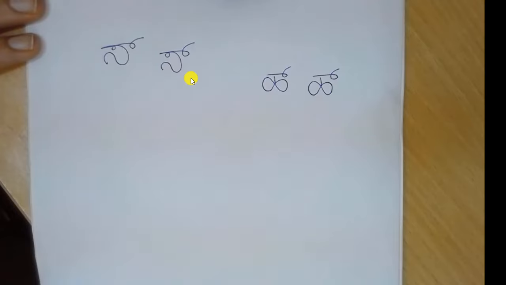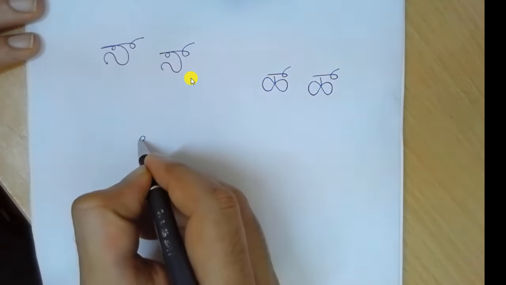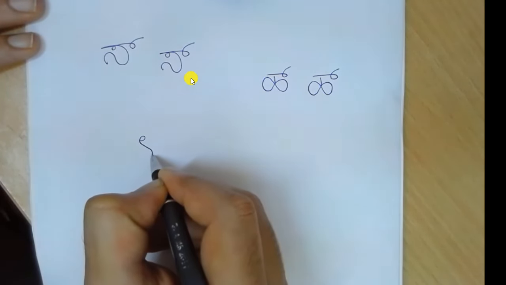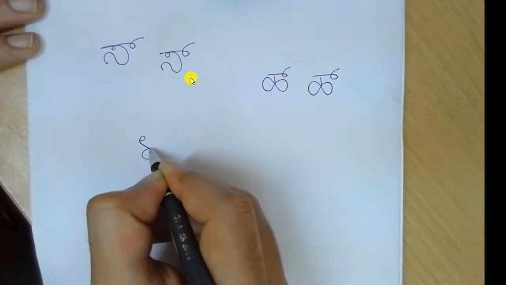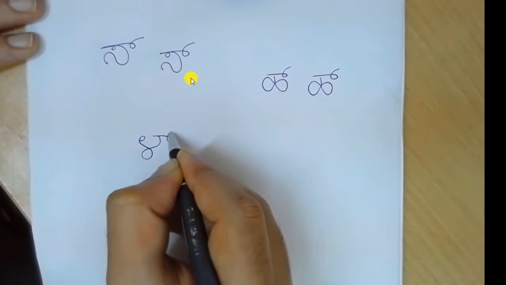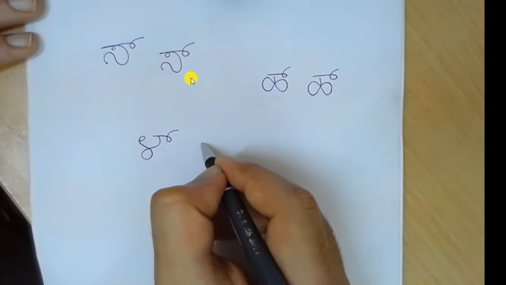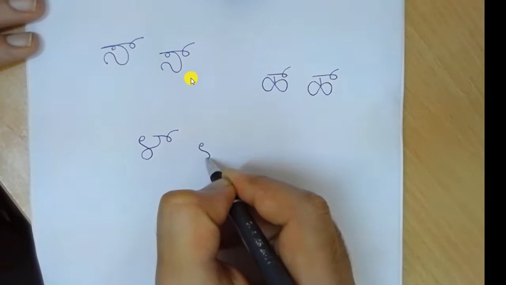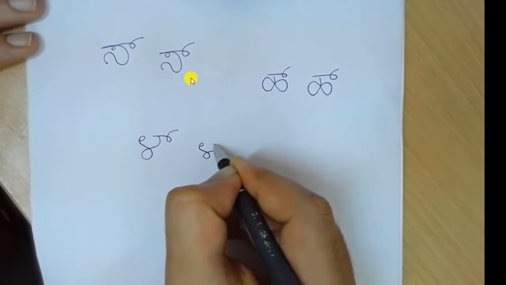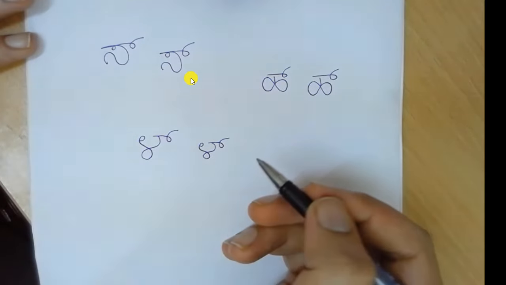Now let us see how to write this root consonant L. Like this. Okay, L.